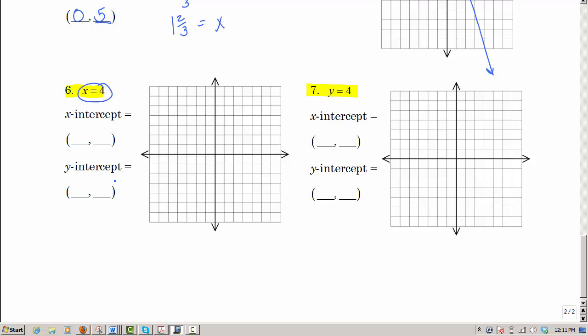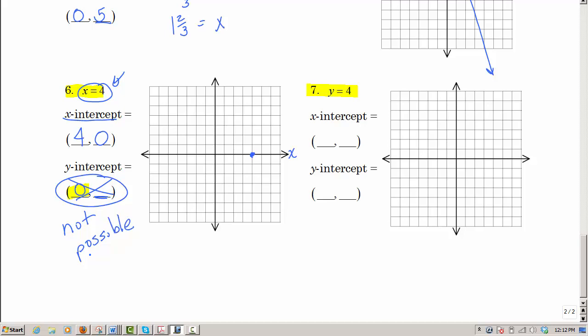Remember, what does that say? It says x must be 4. So x must be 4, but for the x-intercept, y has to be 0. So it means it crosses the x-axis at 4. But the y-intercept, it says that in order to find y, x has to be 0. But that contradicts this. So this is not possible, because our problem said that x has to be 4.